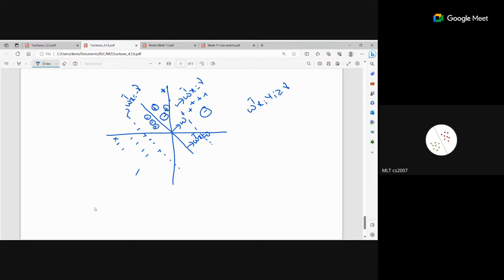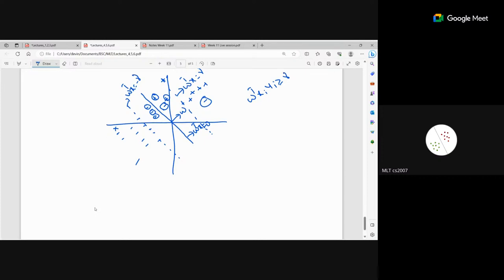So these are the points that do not satisfy our hard margin algorithm. This can be considered as noise or outliers. So we'll be developing one more algorithm, the soft margin algorithm, to include these points also.